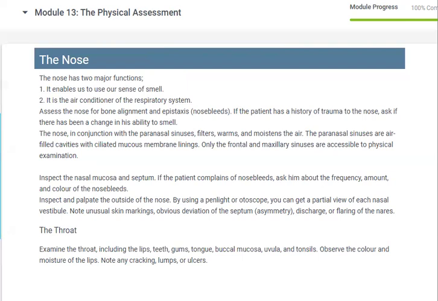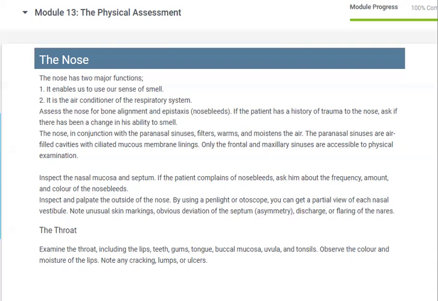The paranasal sinuses are air-filled cavities with ciliated mucous membrane linings. Only the frontal and maxillary sinuses are accessible to physical examination. Inspect the nasal mucosa and septum. If the patient complains of nosebleeds, ask him about the frequency, amount, and color of the nosebleeds.